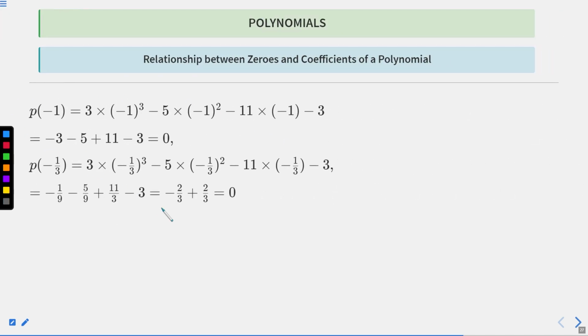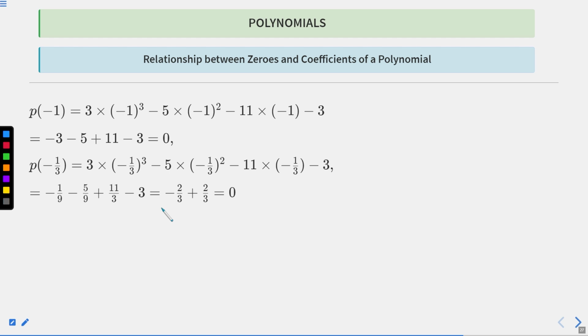And similarly, you can check p of minus 1. So p of minus 1 is basically equal to 3 times minus 1 cube minus 5 times minus 1 square minus 11 times minus 1 minus 3. This is equal to minus 3 minus 5 plus 11 minus 3, and this is equal to 0. So at x equal to minus 1, the value of the given cubic polynomial is equal to 0, so minus 1 is also a zero of this cubic polynomial.